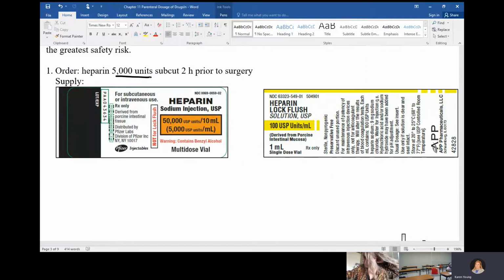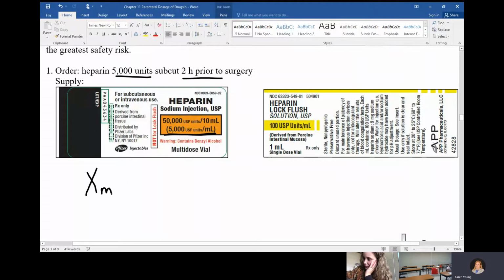I have 50,000 per 10 milliliters, or I have 5,000 per milliliter. I'm going to use the 5,000 per milliliter. The smaller my numbers, the better I am. Do I need to worry about this 2 hours prior to surgery when I'm calculating the dose? No. Oh, it's just an added number we don't need right now.